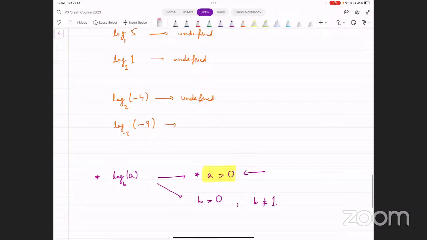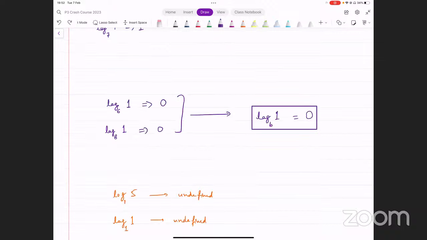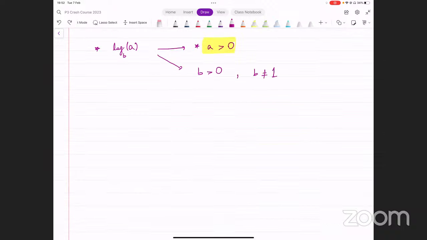This is the important condition, that you cannot take log of negative numbers. You can write that in words as well, because you'll need to use this again and again. Log of negative numbers is undefined. You can't do that. All right.